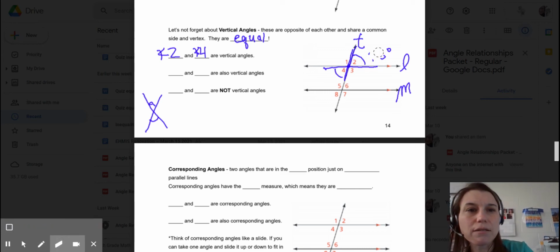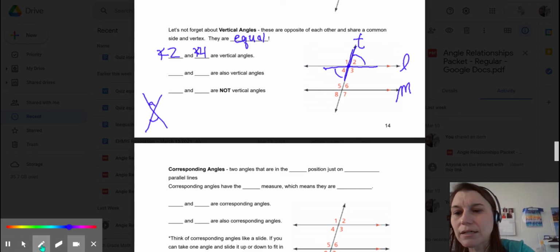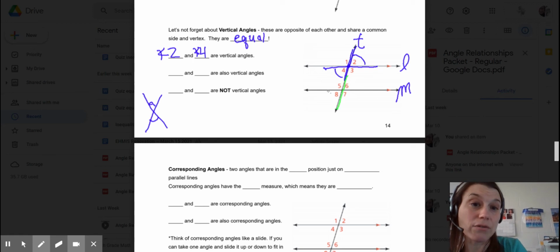Okay. Some more angles that are vertical in this image would be, maybe we can look down here, because these are also 2 lines that intersect. So the line M and the transversal intersect, and they create vertical angles. So angles 6 and 8 are also vertical angles.